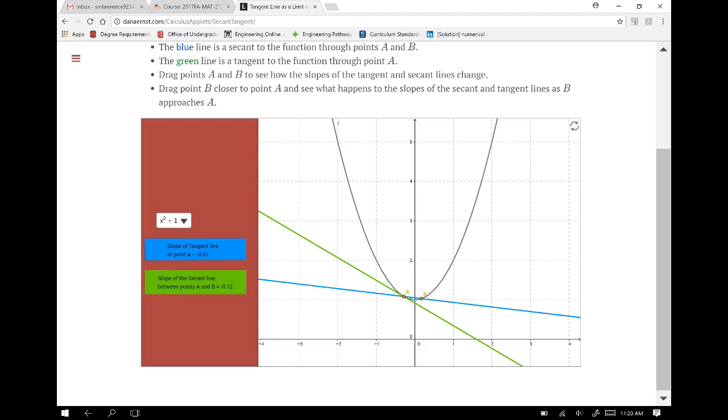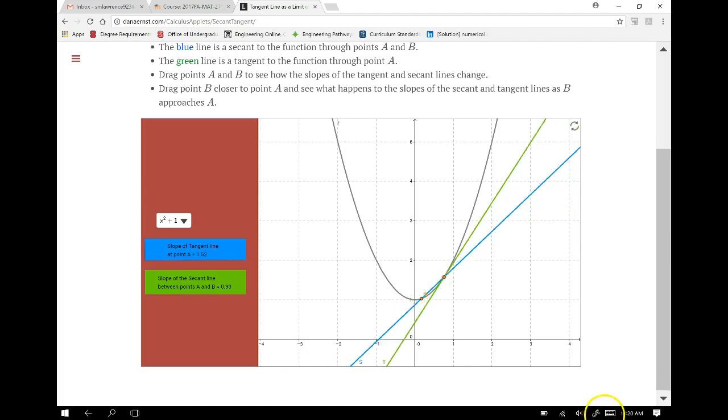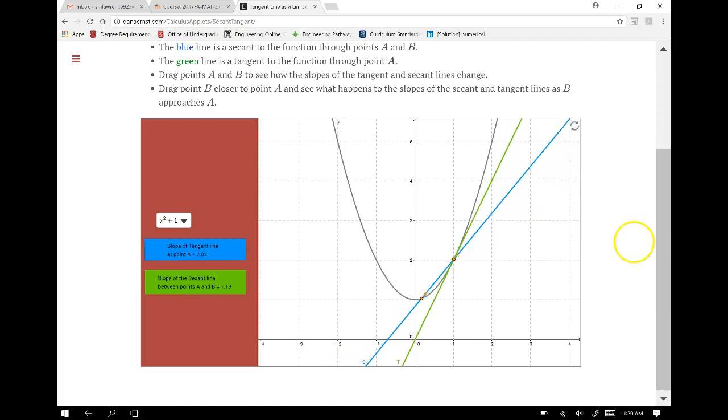So on this one, the blue line is the secant line and the green line is the tangent line. So we can put A is where we want the tangent slope at. So I'm going to say that I want to know the tangent slope at 2. So the green line is our tangent line, and that's what I want to know the slope for. The blue line is our secant line, and the secant line always uses 2 points on the graph. So it uses your goal point and a second point.